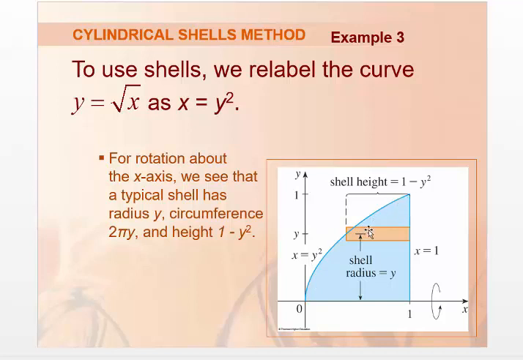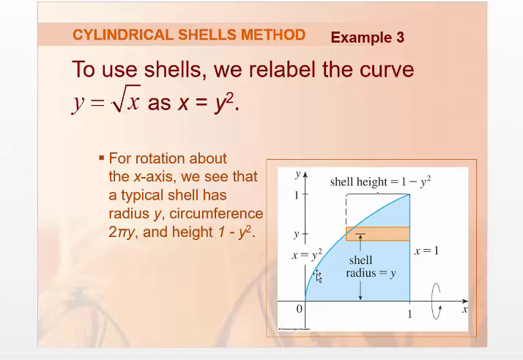But since we're going to do shells that are parallel, okay, look at this. It is a horizontal here, and if we go around the x-axis, it's dy. So you need to solve this in terms of y. So to get x by itself, you square both sides, and you get x is equal to y squared. So this top curve here is the same thing as y is equal to the square root of x, or x is equal to y squared.